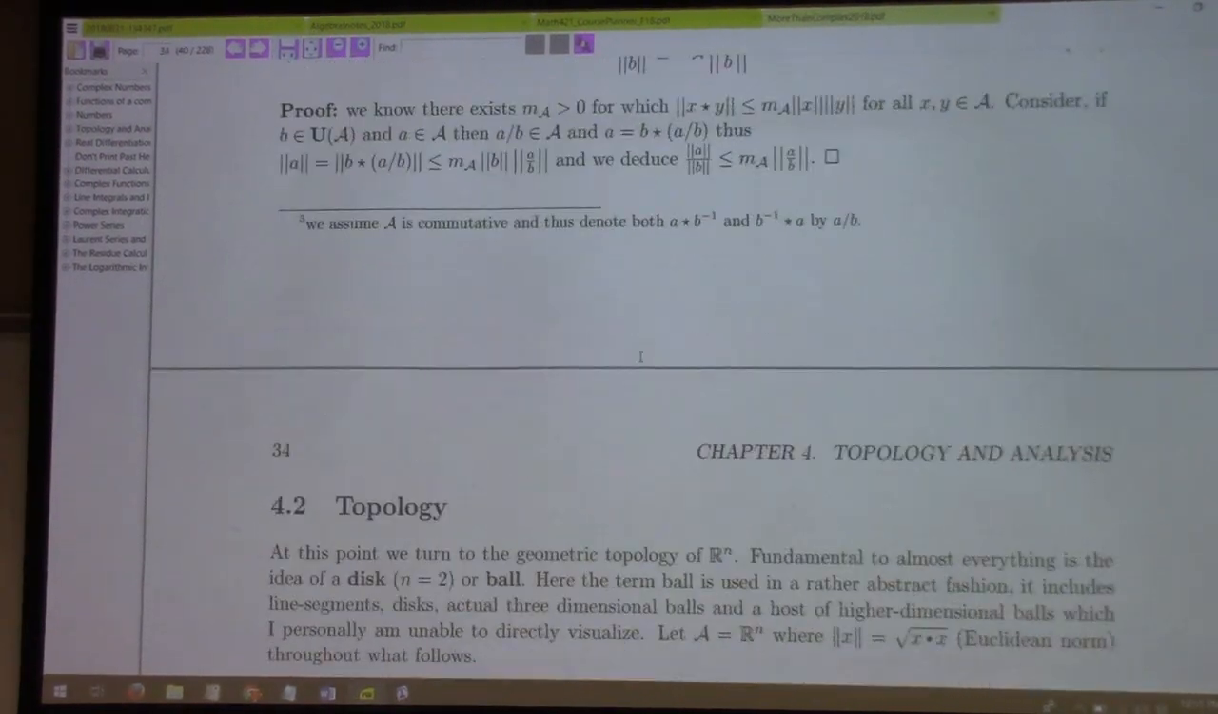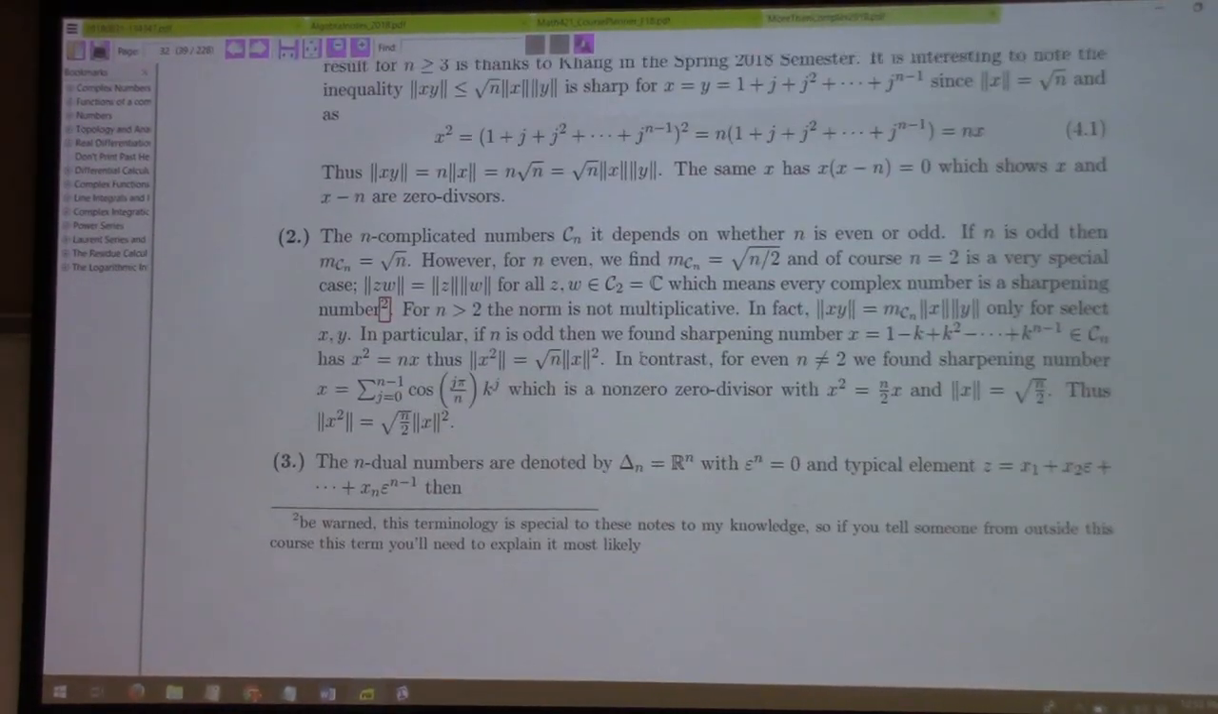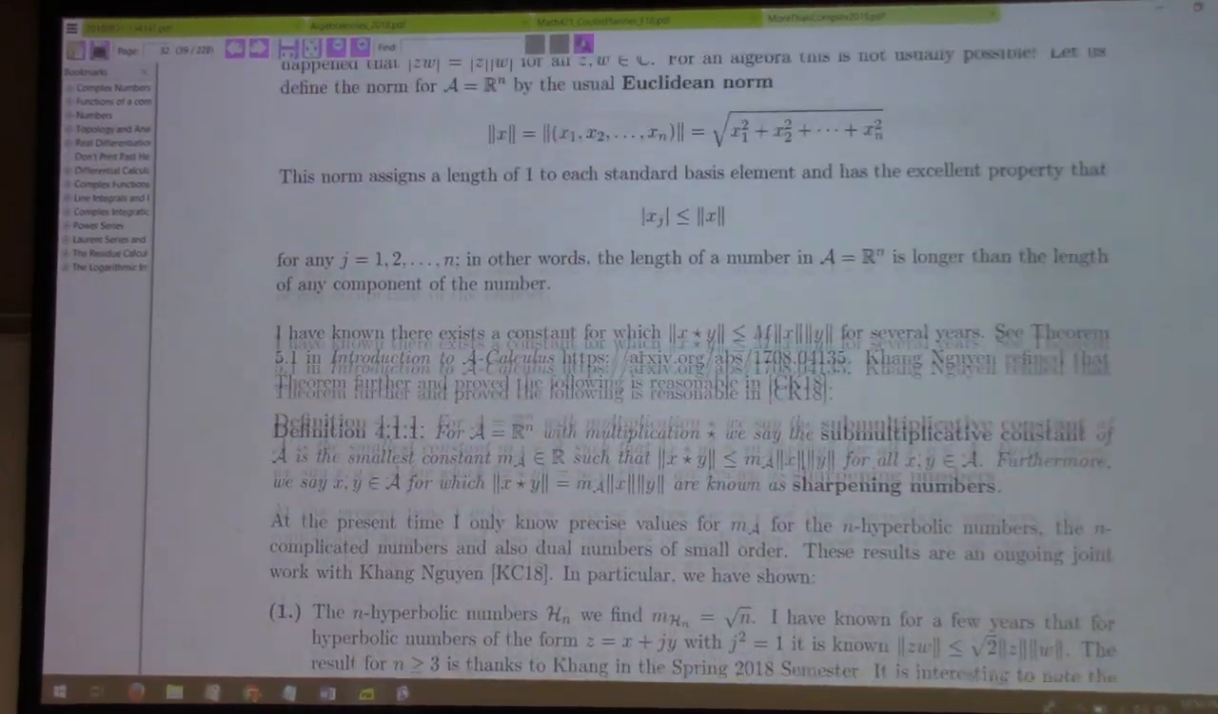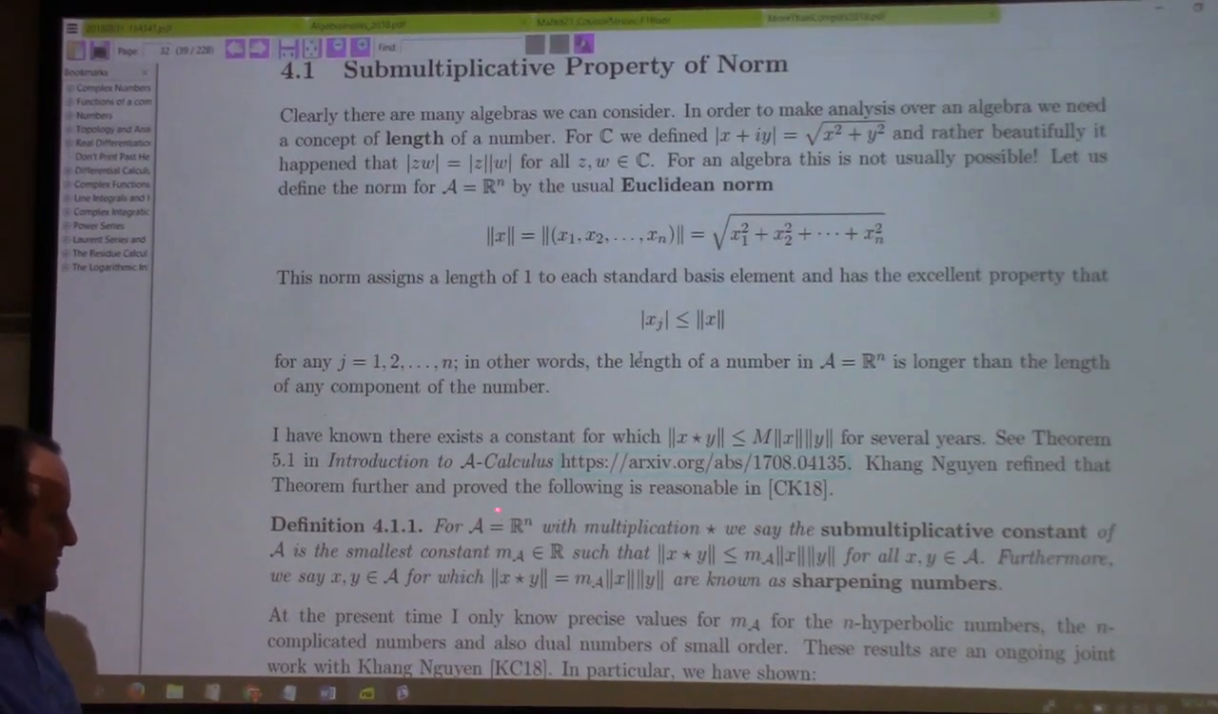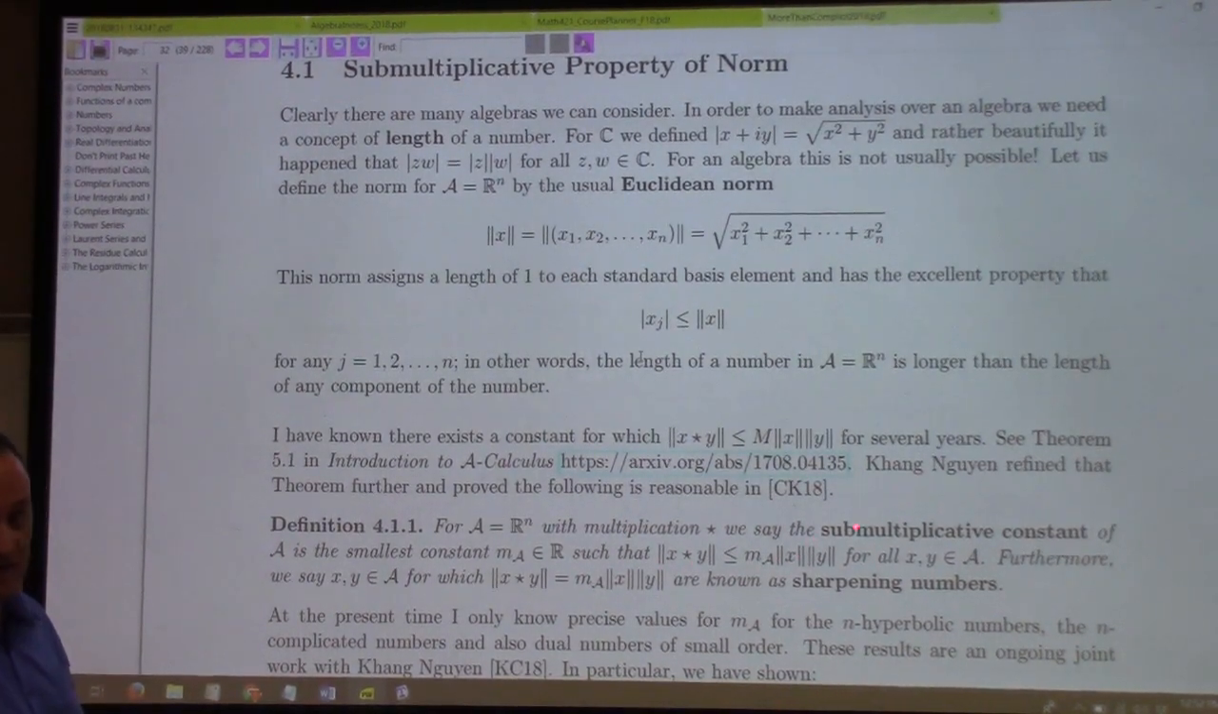One other thing: the reason that what we're about to do is really different from just complex analysis has to do with the following unfortunate fact. For an algebra with multiplication, we don't have that the norm of the product is the product of the norms. It's just not the case. What ends up happening is that there's a submultiplicative constant. For the hyperbolic numbers, this submultiplicative constant is square root of 2. For other number systems, I don't know, although I do know some, thanks to Kang Nguyen, who has calculated them. Let me show you what he has found.